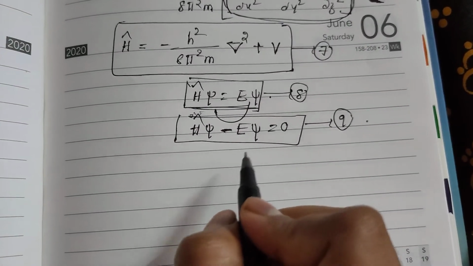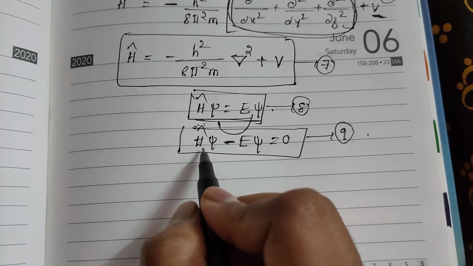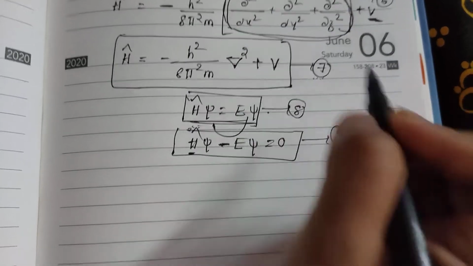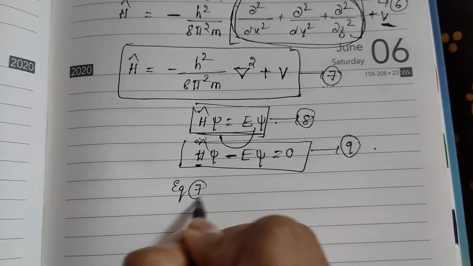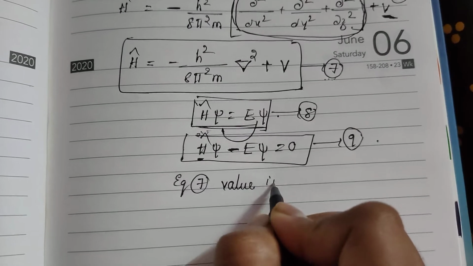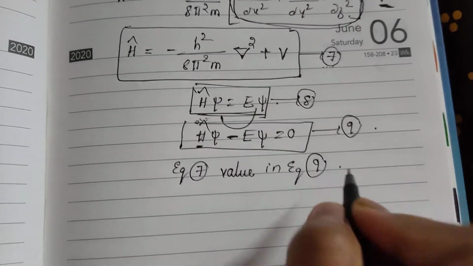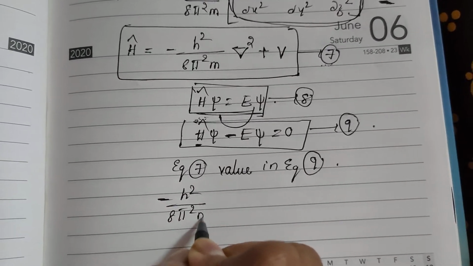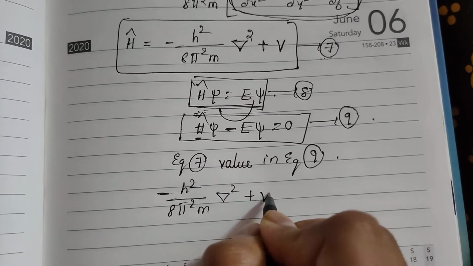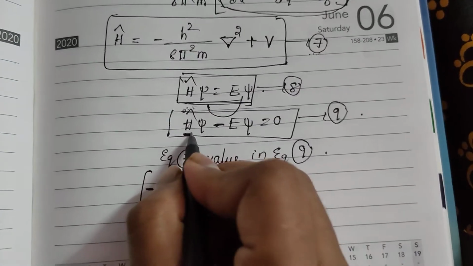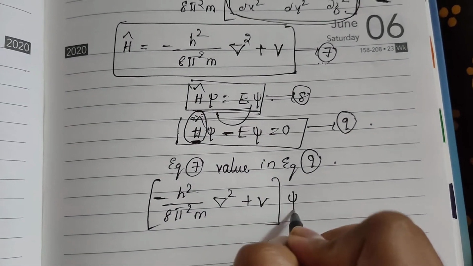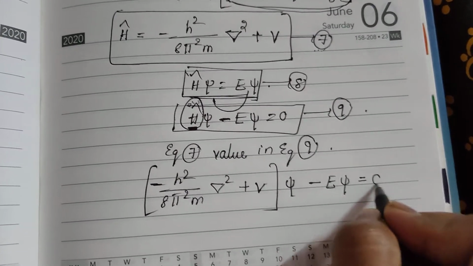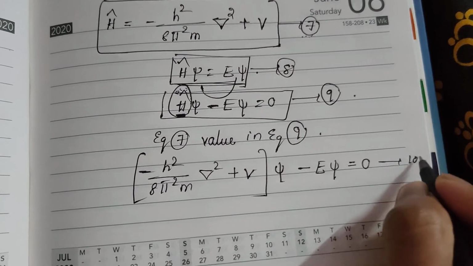The Hamiltonian operator, the H cap value, we got from equation number 7. If you substitute the equation 7 value in equation 9, what do we get? We get h square upon 8 pi square m del square plus V. This is the H cap value, psi, minus E psi equals 0. Consider this equation number 10.